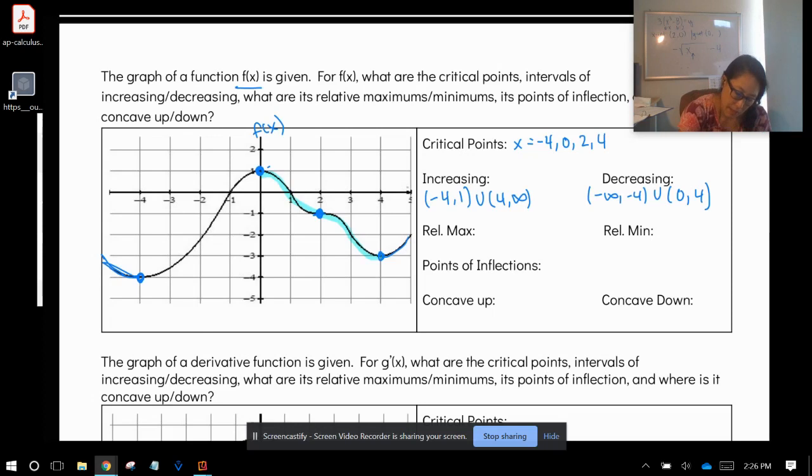All right, next are relative mins and maxes. So we have a relative max at (0, 1), a relative min at (-4, -4), and also a relative min at (4, -3).